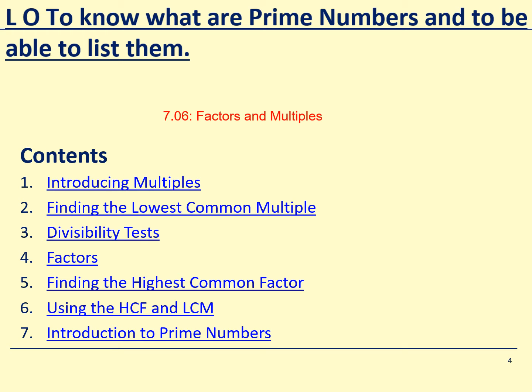This is our last lesson in the topic of factors and multiples. We've learned how to find the lowest common multiple. We've learned about the divisibility test and how to find the highest common factor. In the last lesson, we learned how to use highest common factors and lowest common multiples to answer worded questions. And today we are going to talk about primes.